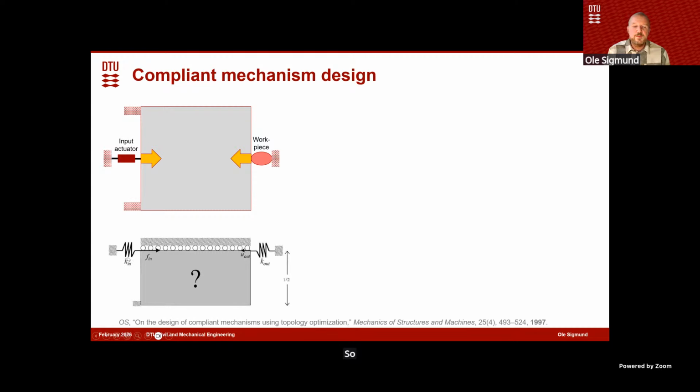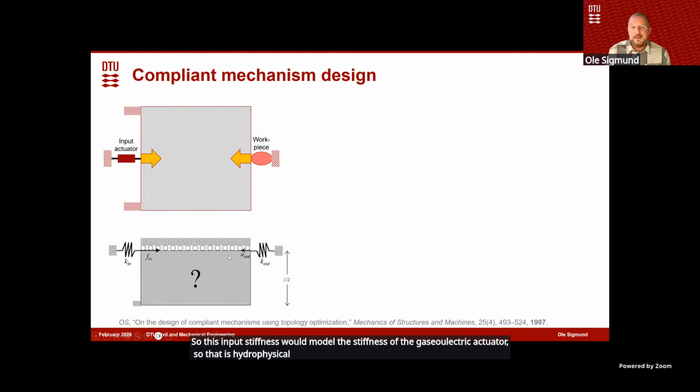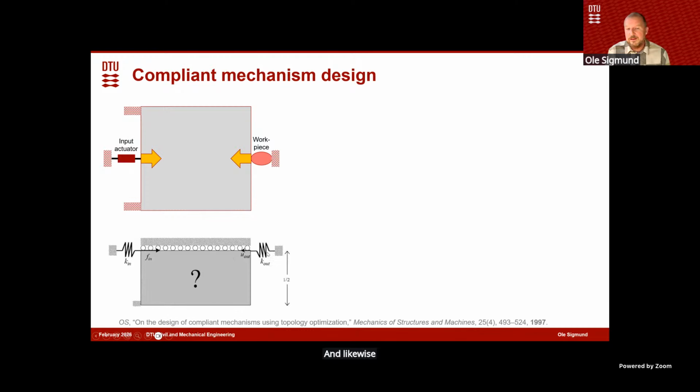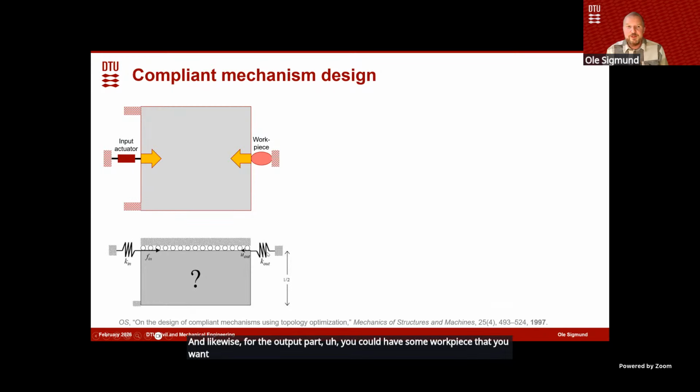So this input stiffness would model the stiffness of the piezoelectric actuator, so that is highly physical. And likewise, for the output part, you could have some workpiece that you want to crimp or grasp or something, and so that would also have a stiffness. So this is a purely physically motivated formulation of the compliant mechanism problem.